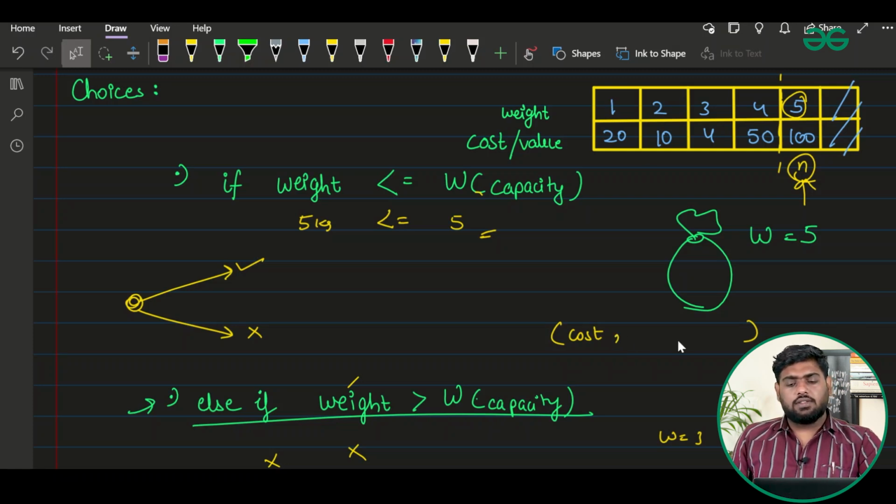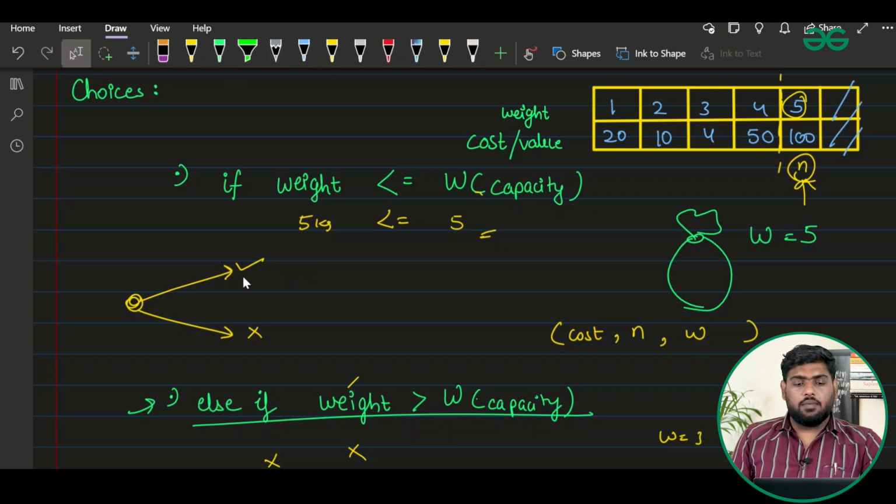Now the next parameters would be n, which will be driving my recursion. Along with that, I'll have my capacity, or w, right? Now, once I am making a selection, it is very crucial and important, so listen carefully.